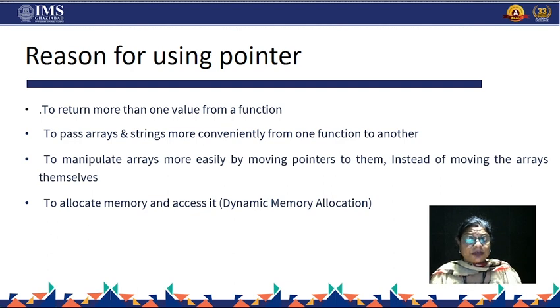by returning more than one value, and at the same time, we can dynamically allocate our memory by using pointers. What do you mean by dynamically allocating the memory? Dynamic allocation of memory means that we can allocate the memory at runtime.